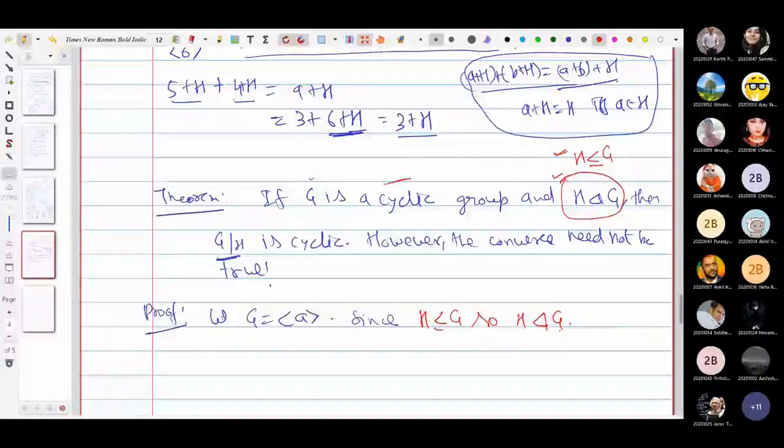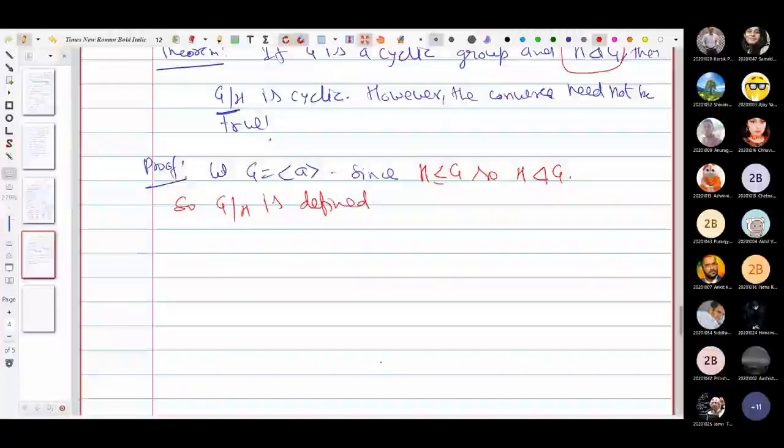Otherwise we need to write like this. So G by H is defined, or we can talk about G by H. So what do we need to prove? We need to prove that G by H is cyclic. It's cyclic, which means that it is generated by some element. Okay. So G by H. Now, what do we claim? We claim that G by H is generated by some element of this form, where a is a generator of G. Okay. So for this, let us see.